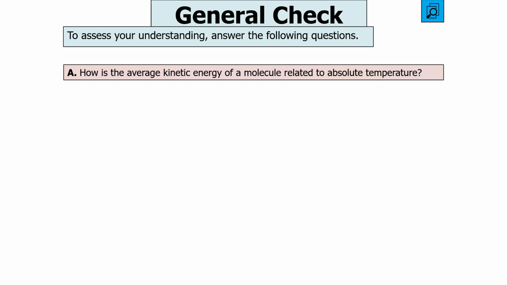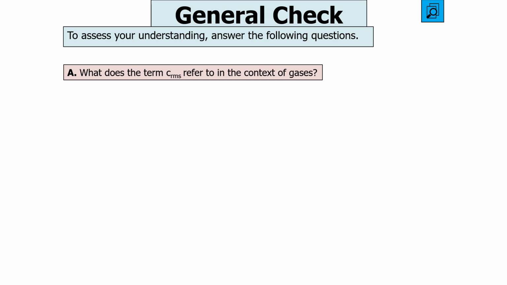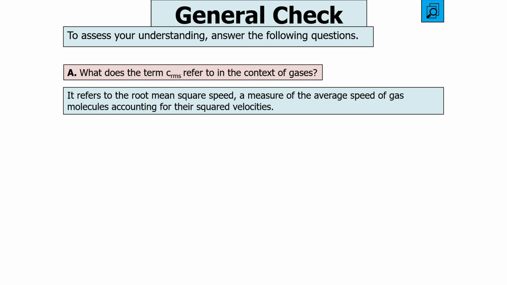How is the average kinetic energy of a molecule related to its absolute temperature? It is directly proportional to temperature. As T increases, the average kinetic energy of the molecule increases linearly. What does the term c_rms refer to in the context of gases? It refers to the root mean square speed, a measure of the average speed of gas molecules accounting for their squared velocities.